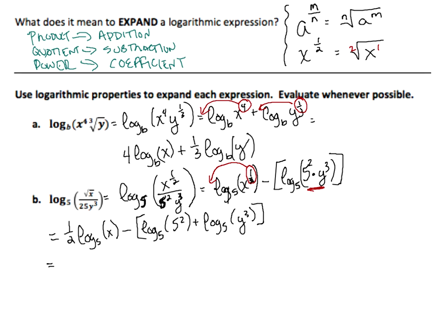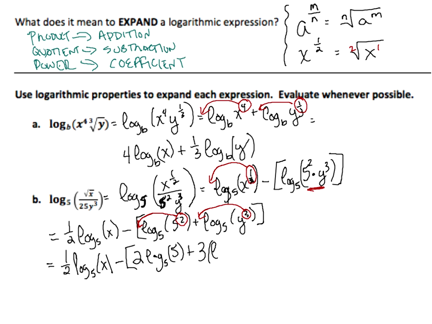Okay, I can still expand more by bringing this square out front here and this cube out front as the coefficient there. So here's where I am so far. 1/2 log base 5 of x minus 2 log base 5 of 5 plus 3 log base 5, oops, just a second, I didn't mean to put the parenthesis there, log base 5 of y in bracket.